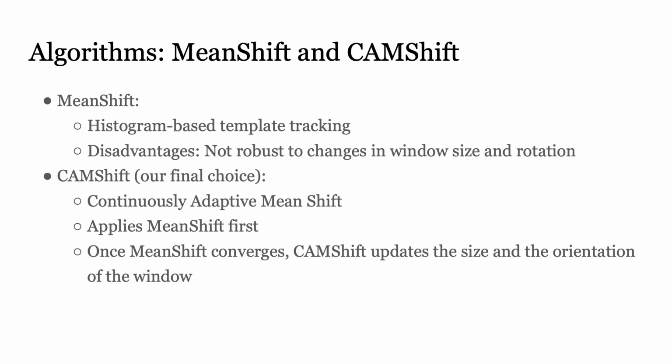First, we use the OpenCV implementation of the mean shift algorithm mentioned in class. It is a histogram-based tracking algorithm. There is one major drawback though. The size and the rotation of the tracking window are fixed. To resolve this, we switch to CamShift, an algorithm based on mean shift that updates the size and the rotation of the window upon convergence.